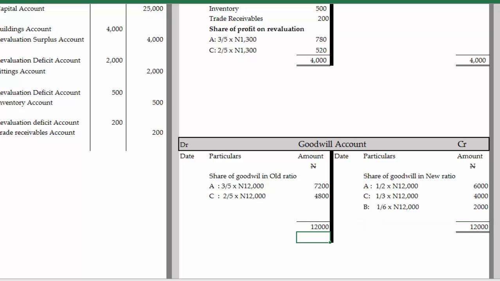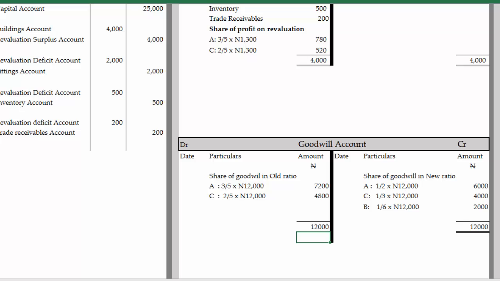Initially, A has 7,200, but now we have removed 6,000. That means he has 1,200 left as goodwill. Hold that for now. C has 4,800, but now we have removed 4,000, so he has 800 left. So together, A has 1,200 left as goodwill and C has 800 left as goodwill, making 2,000.